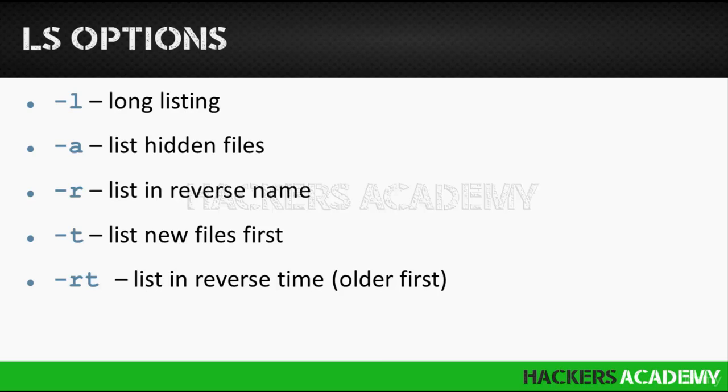If we use ls -l, it will do a long listing. If we use ls -a, it will show us hidden files. If we use ls -r, it will list the names in reverse order. If we use ls -t, it will show us new files first. And if we use ls -rt, it will show us a listing in reverse time, so older files and folders first.